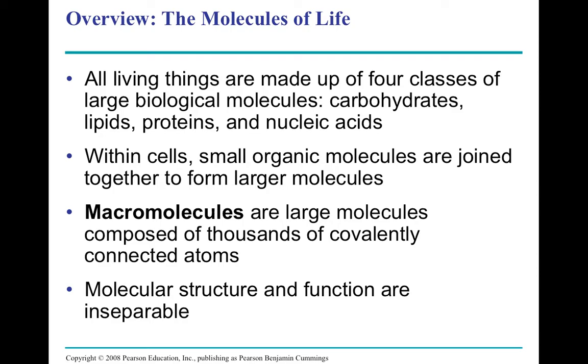So first, I just want to say that all living things are made up of 4 classes of large biological molecules. So these are carbohydrates, lipids, proteins, and nucleic acids. Within cells, small organic molecules are joined together to form larger molecules. And so these macromolecules are large molecules composed of thousands of covalently connected atoms. And we'll talk about that a little more in depth later.